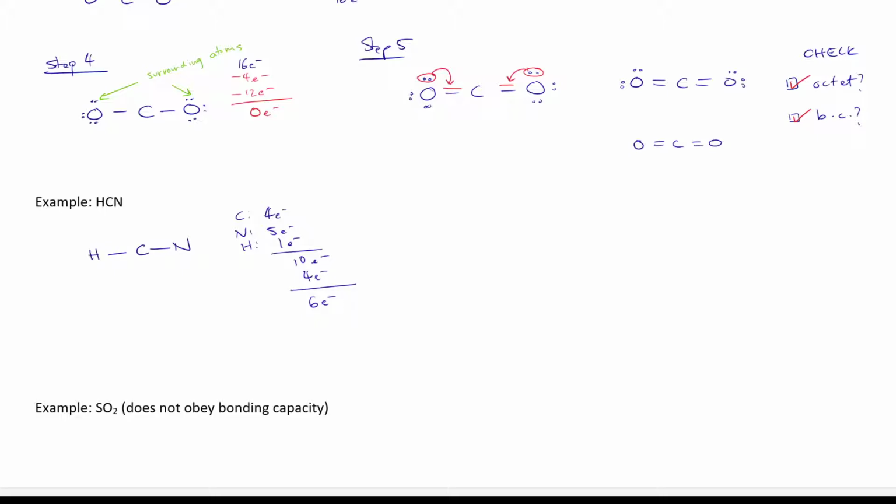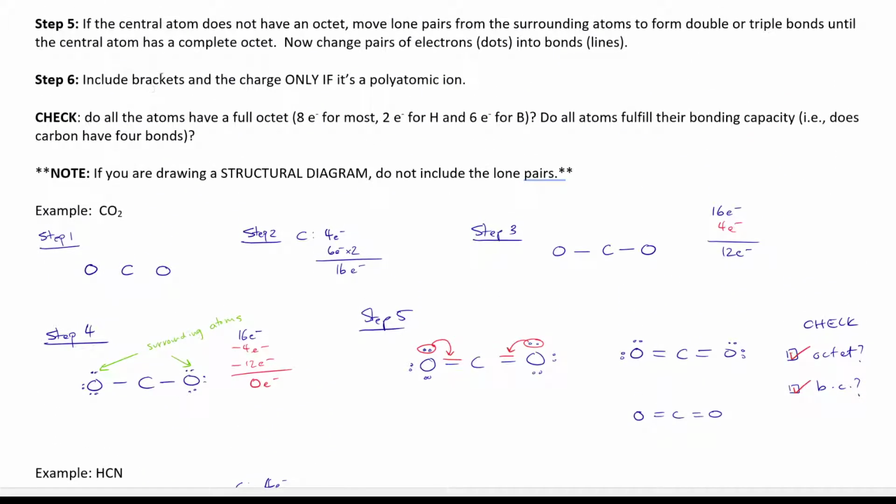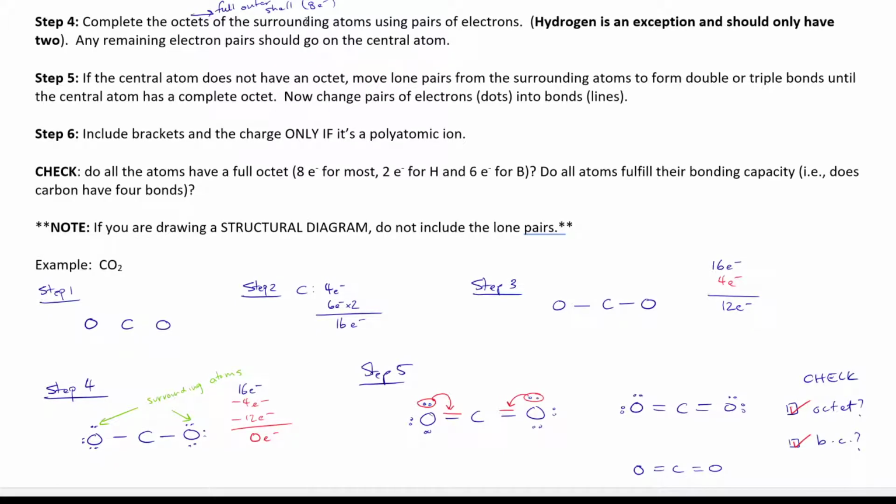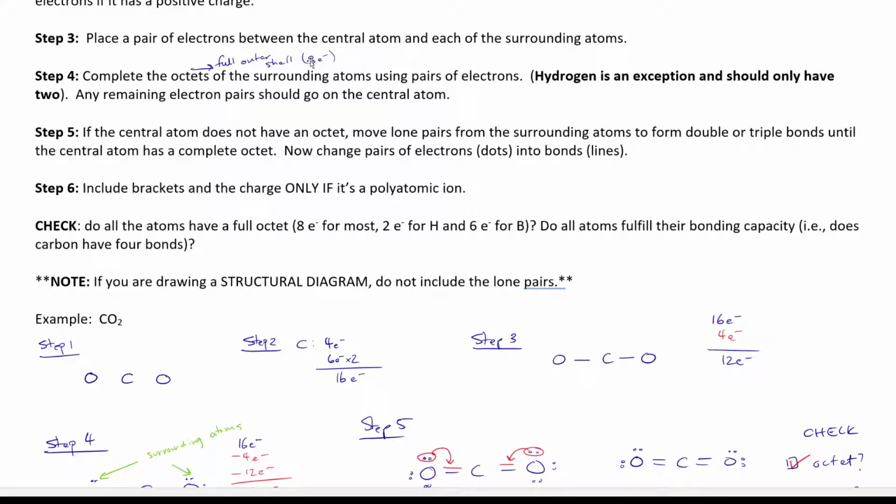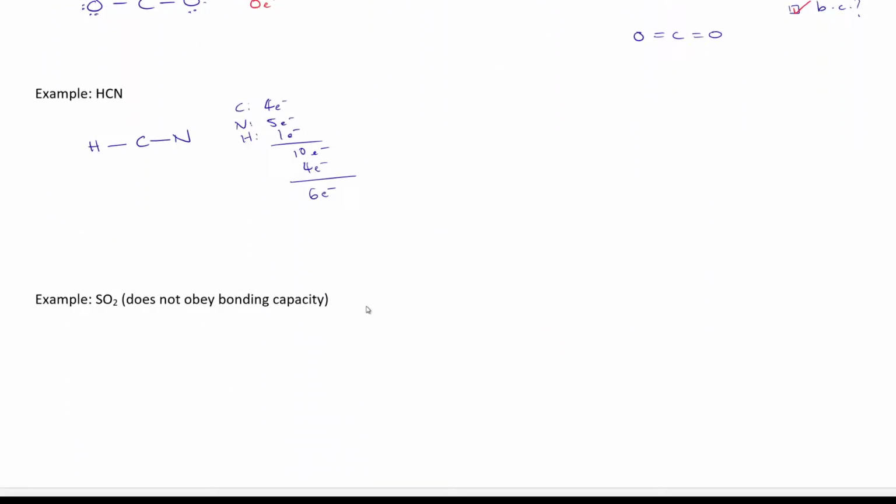The step after that is to complete the octets of the surrounding atoms. So I look at the surrounding atoms and I want them to have a full outer shell of 8 electrons. This is the exception. Hydrogen is an exception and should only have 2. So hydrogen already has a full outer shell, remember, because it only has that first shell. So I look at the other surrounding atom, and I complete the octet. So 2, 4, 6. I've now placed 6 electrons, so I have 0 electrons left to place.